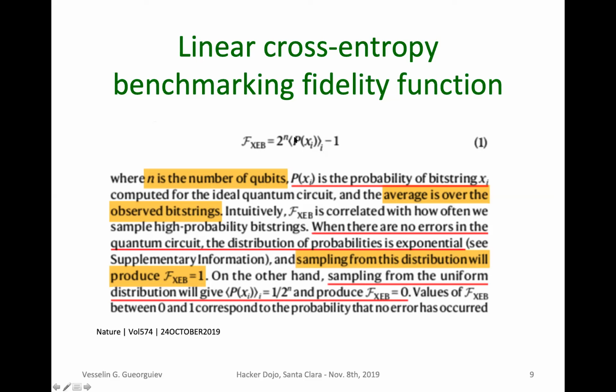Now they picked 2 to the n here and subtract 1, because if you have strings that come with equal probability, then what you have is 1 over 2 to the n, because you have all 2 to the n possible combinations of the bits. And if this is the case, then the function will give you 0. So if this function gives you 0, that means you have an equal probability distribution, and these distributions usually are easily modeled with classical computers. But if it's deviating and going towards 1, then it's telling you that you're getting into the quantum regime, which is something important.